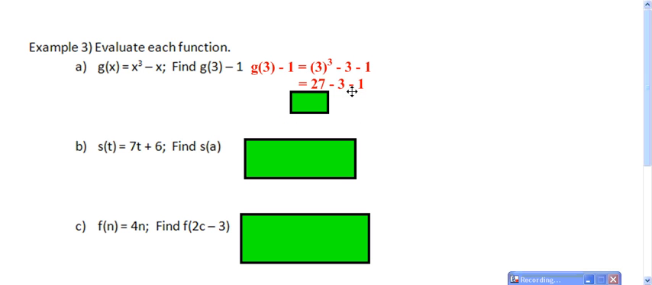When we work through it, 3 to the third power is 27. We have minus 3 minus 1. Do your computation, and you'd wind up with 23.